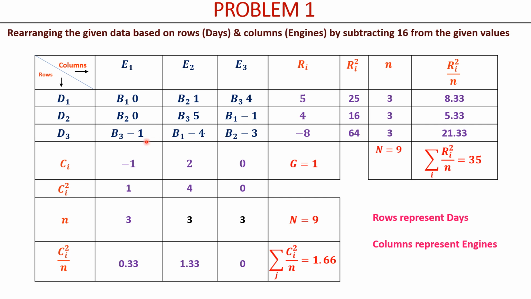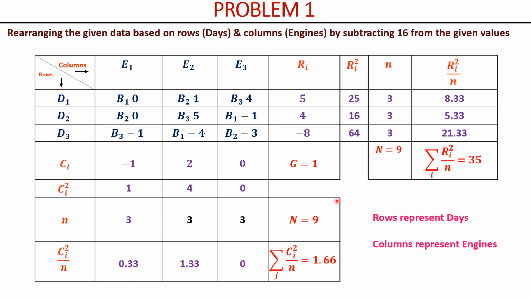Then I take the row-wise total. So it's 0 plus 4, 1 plus 4, etc. So I get the row total to be 1. Same way I take the column totals. So the row total and the column total both give me G equal to 1. I square the row values and the column values. The n value here is 3 for both, because the number of rows and columns are all 3.